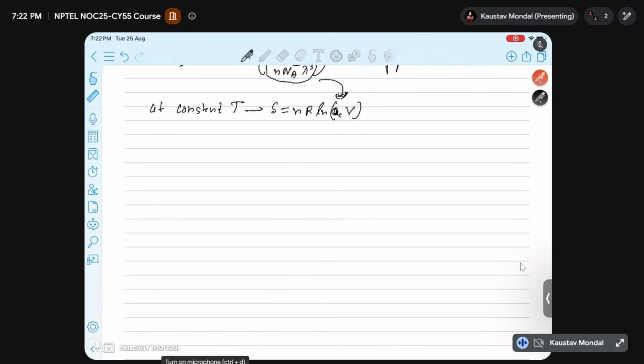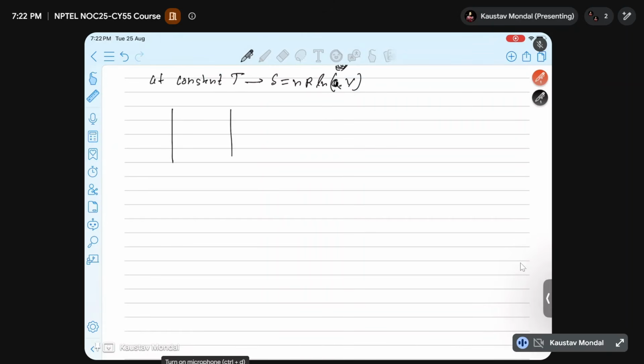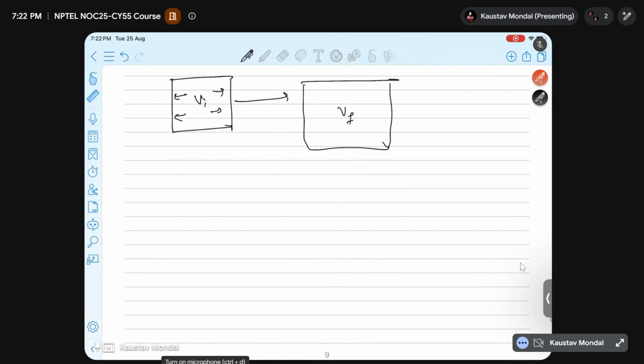So now what we can do is calculate the change of entropy. Let's suppose the system changes its volume. Initially the volume of the system was Vi. From here it changes to Vf, you basically expand, maybe, to Vf. So in that case the change of entropy is delta S equal to nR.